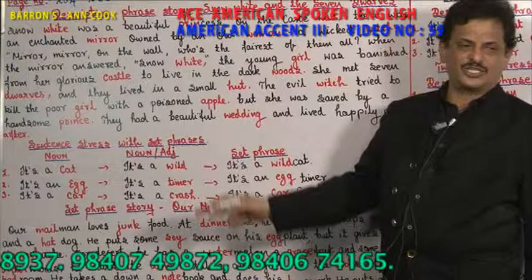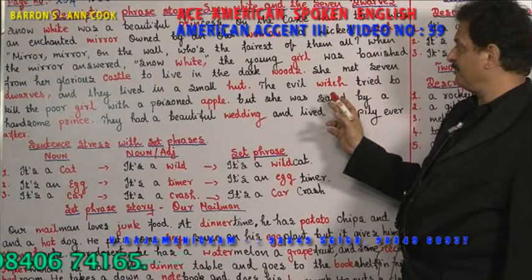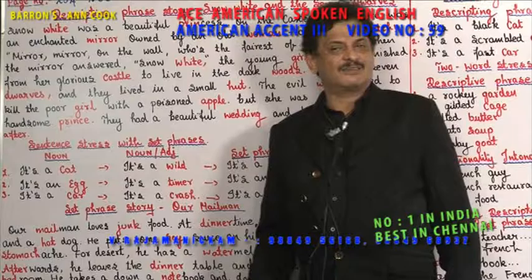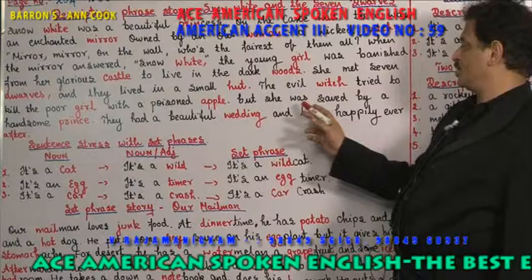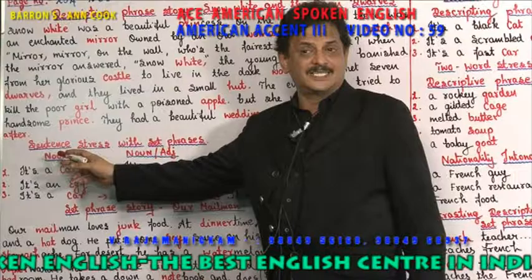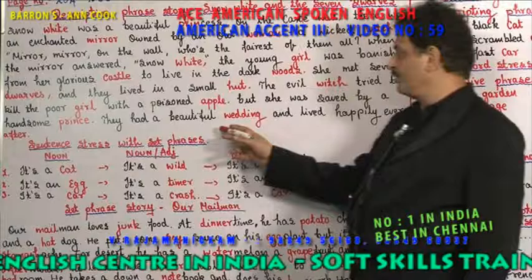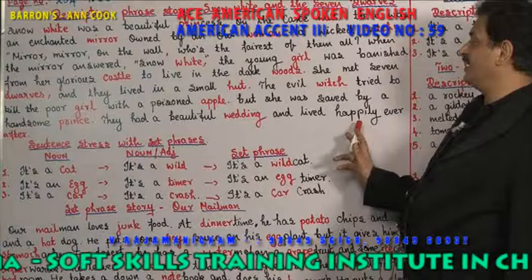The evil witch. The evil lady. Tried to kill the poor girl. She tried to kill the poor girl. Who is the poor girl? Snow White. So girl is a noun, poor is an adjective. With a poisoned apple. Apple is a noun, poisoned is an adjective. So apple you are stressing. But she was saved by a handsome prince. What type of prince? Handsome prince. Prince should be stressed. And handsome is an adjective, less stressed. They had a beautiful wedding. What type of wedding? Beautiful wedding. And lived happily ever after.